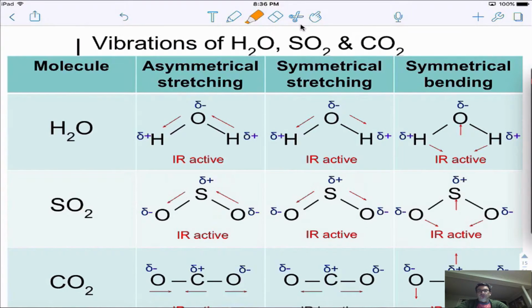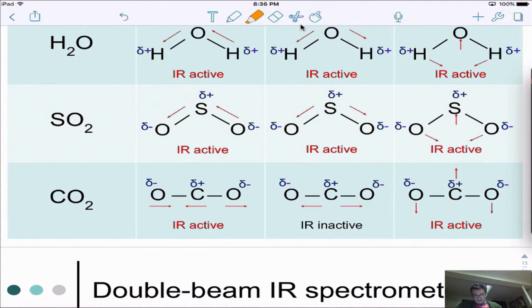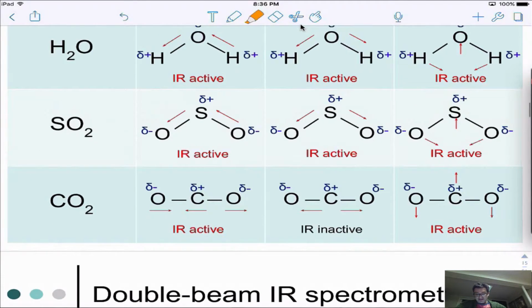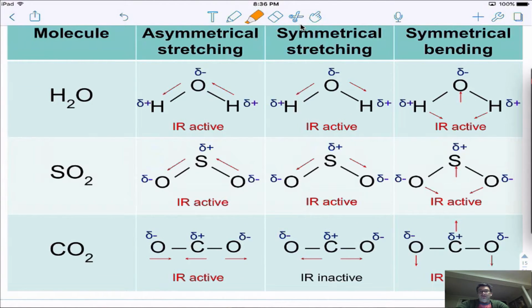So here's showing you some of the different vibrations that can take place in different molecules, depending on if there's a symmetrical or asymmetrical stretching or bending, and if it will be active or inactive. If you have a nonpolar molecule, depending on the stretching that could take place, if you have a symmetrical stretching for something that's already nonpolar, it won't be active. If something's polar and you have this symmetrical stretching, you'll still be considered IR active.